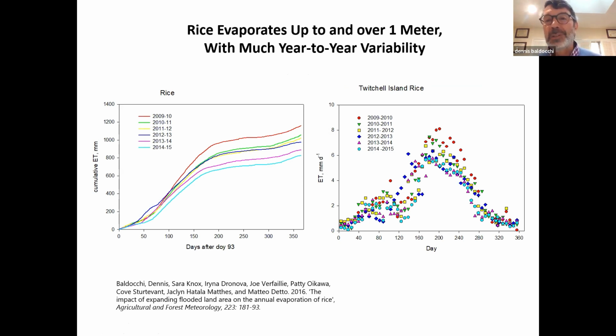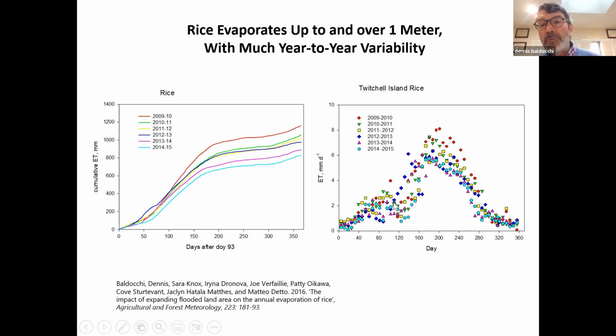The interesting thing is crop productivity scales with evaporation. So we can have high productivity, but at the expense of high water. But we also see year-to-year variation between maybe 800 and 1200 or 1100 millimeters of water. So, why is that occurring?